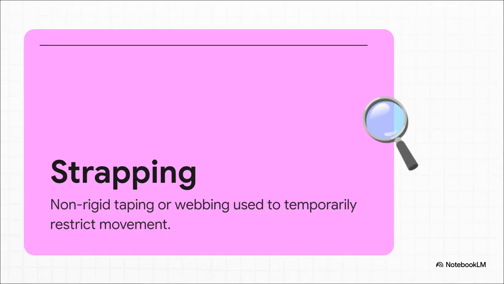Now, our third category is strapping. And strapping is completely different from casts and splints because it totally lacks that hard fiberglass or plaster shell. Strapping relies entirely on non-rigid taping or specialty webbing. It's used to temporarily restrict movement in a joint or limb. So instead of a hard physical barrier, it's basically holding things tightly in a specific position just using tension.